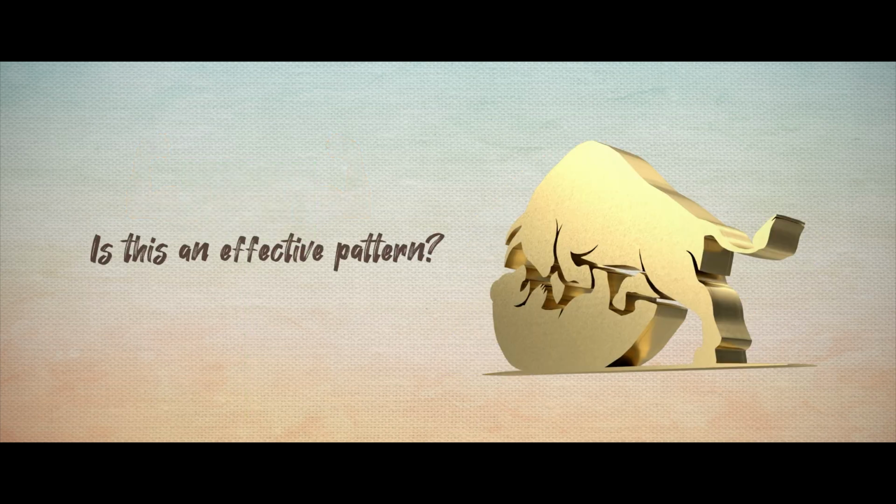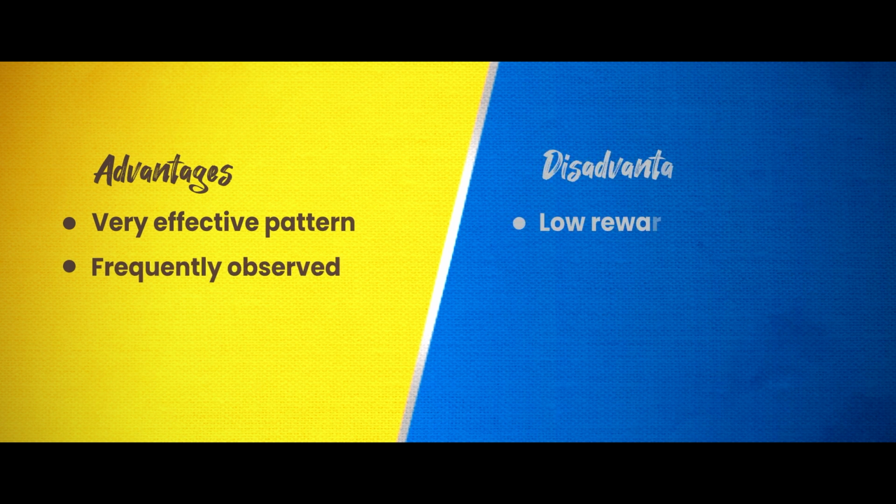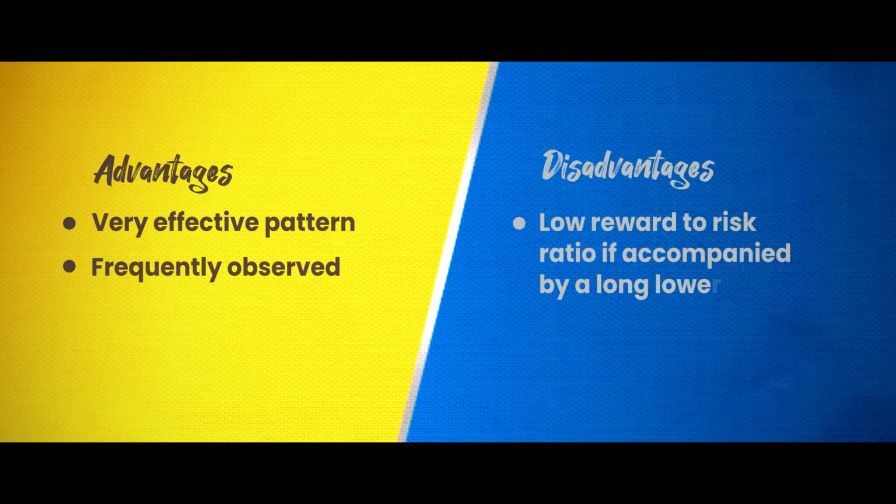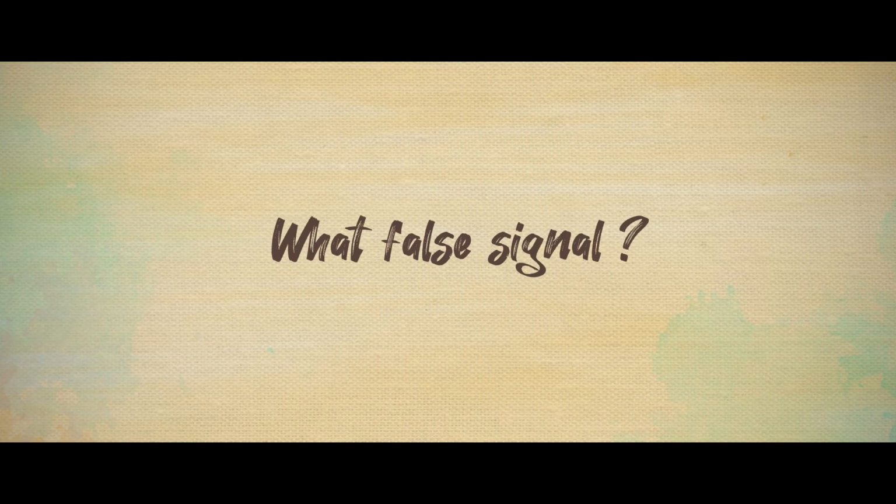But is this pattern as reliable or effective as the previous ones? Oh, absolutely. The bullish hammer is a frequently observed and a highly effective pattern. This pattern, when found in a downtrend, could signal the end of selling pressure and indicate the beginning of a reversal to the upside. However, you must know that the hammer candlestick pattern, if read in isolation, can provide a false signal.